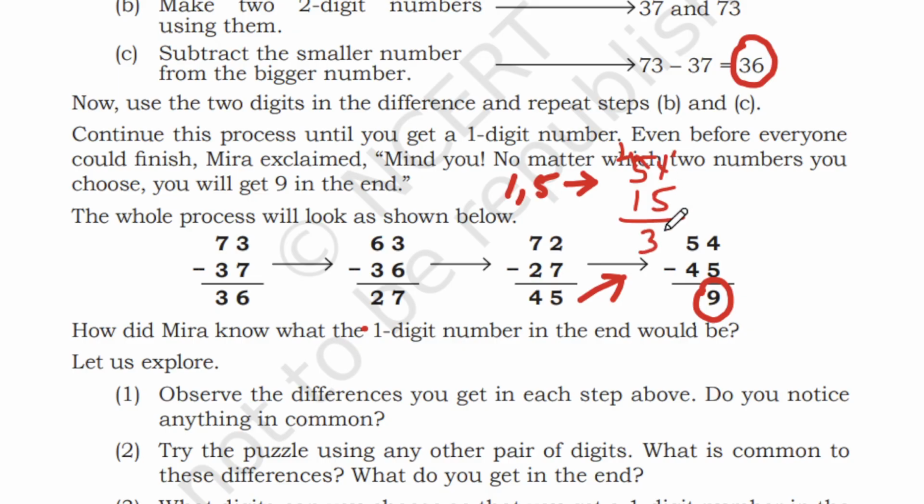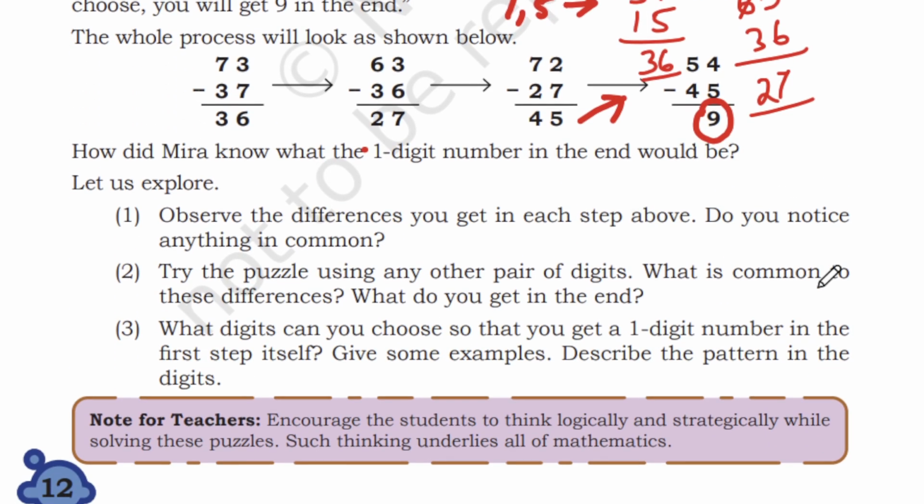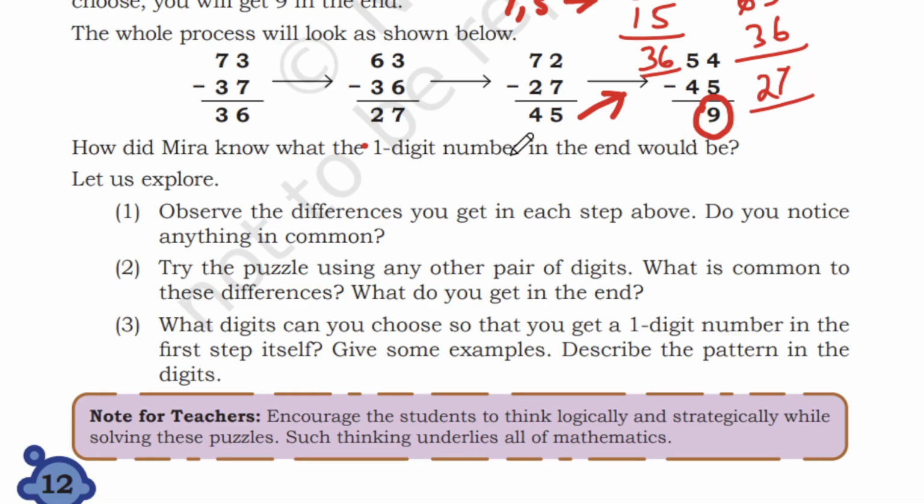it's 36. So if you make two digit numbers using 36, the biggest number is 63 and the smallest number is 36. So 63 minus 36, you get 27. So again you have to make two digit numbers using 7 and 2. So the bigger number would be 72. The smaller number is 27. So 72 minus 27 is 45.